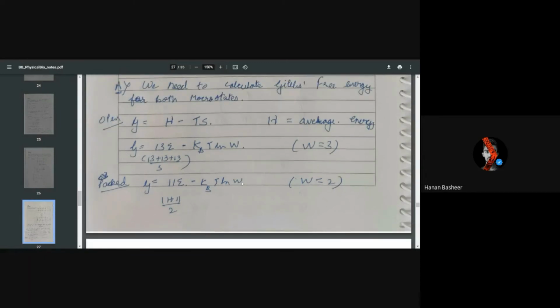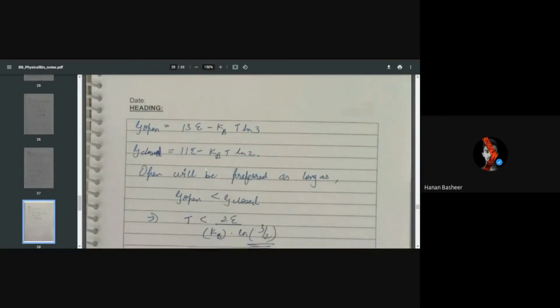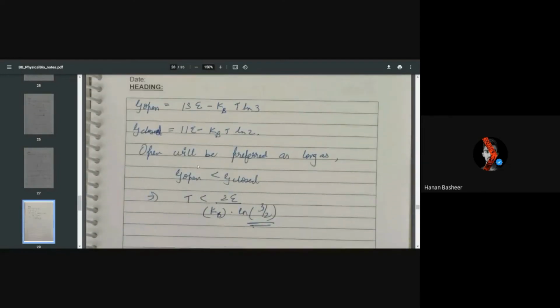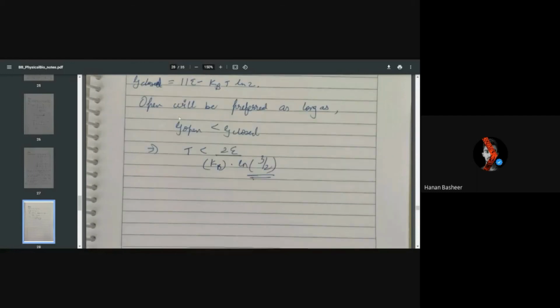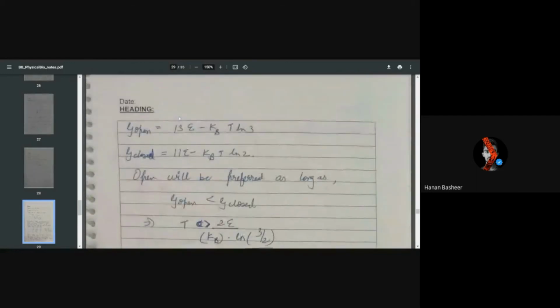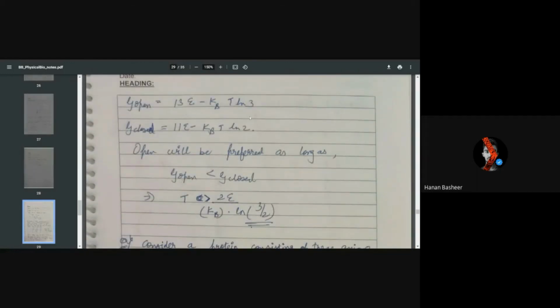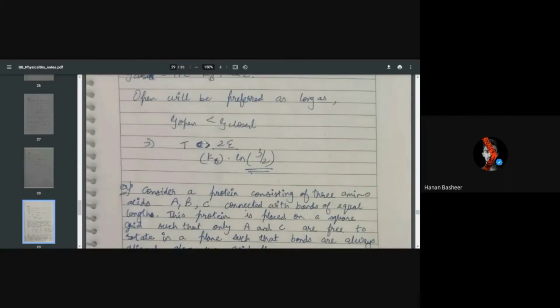We plug in W equal to 2 here and L11E. Then when we solve, we observe that the existence of the closed state, or the second one, is more favorable over the first, or the open state. So we can't directly state that unless we solve this equation, and it will depend on the temperature, of course. If the temperature is greater than this number, then we observe that the closed conformation will be more favorable over the open conformation.